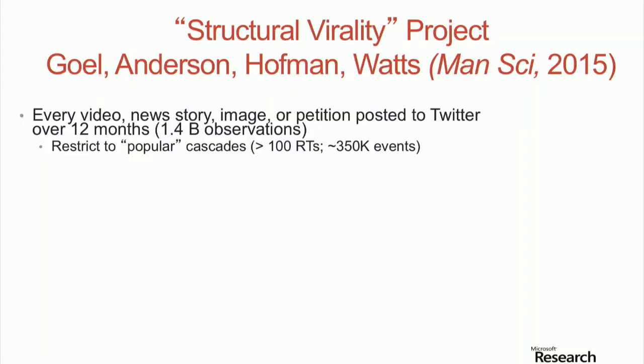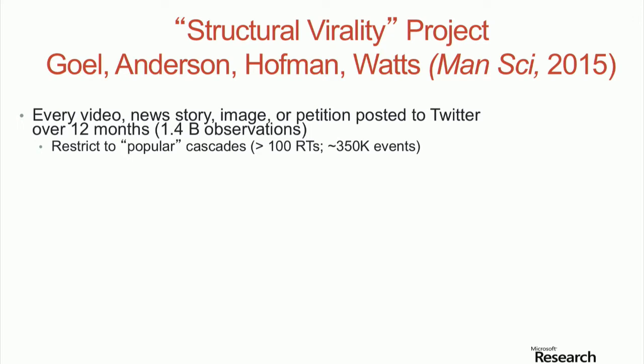So this time, we took everything: every tweet on Twitter that contained a link to a video, a news story, an image, or a petition over the course of an entire year. This is over a billion observations, and we're almost guaranteed that if anything interesting or viral happened on Twitter in the course of an entire year, then it would be in our data set, at least anything that linked to a URL.